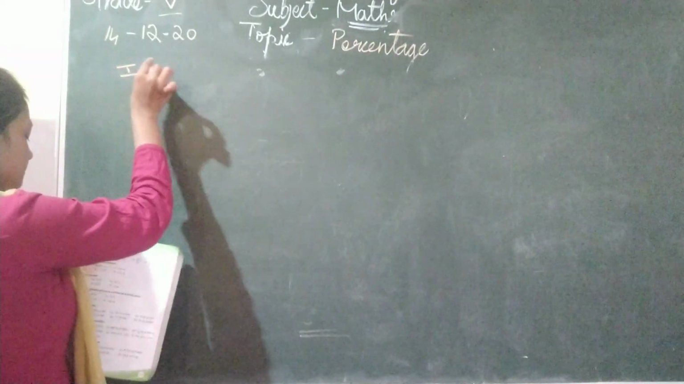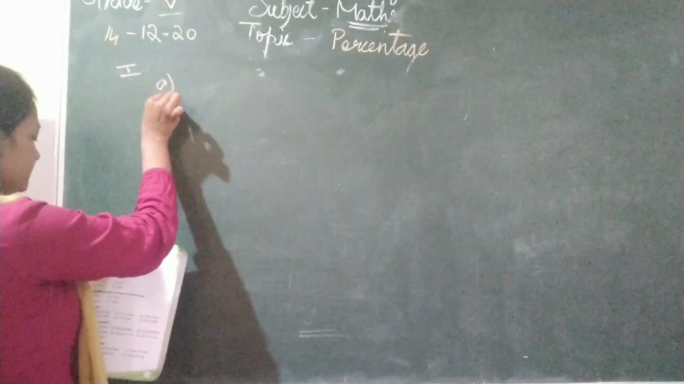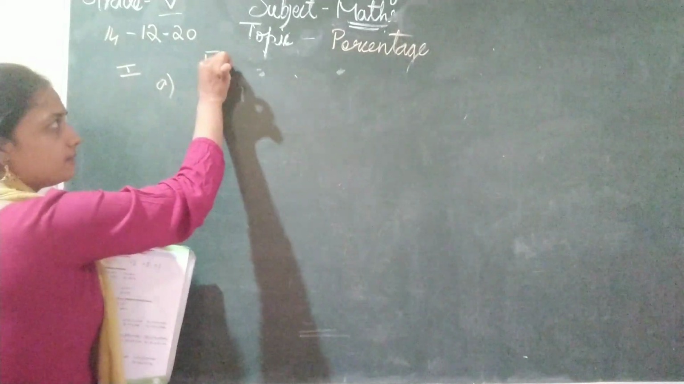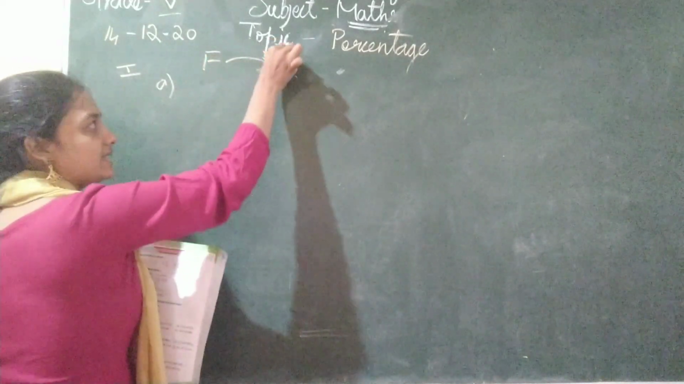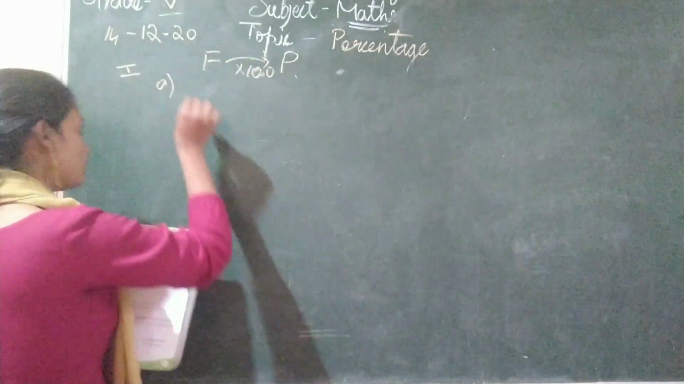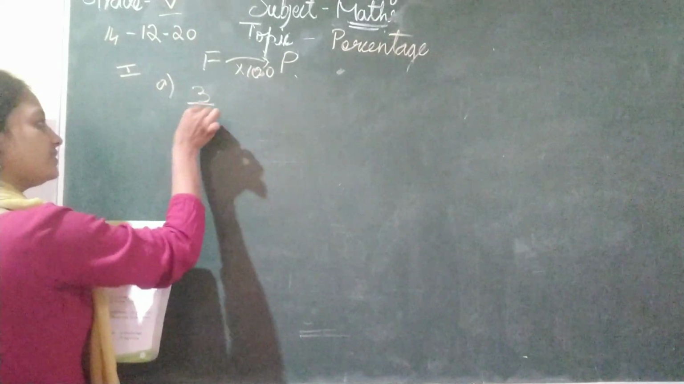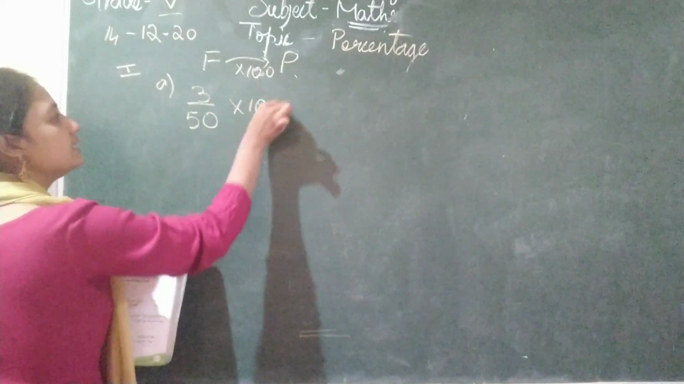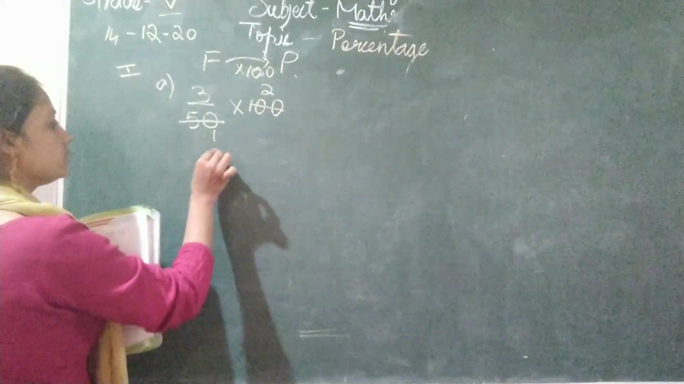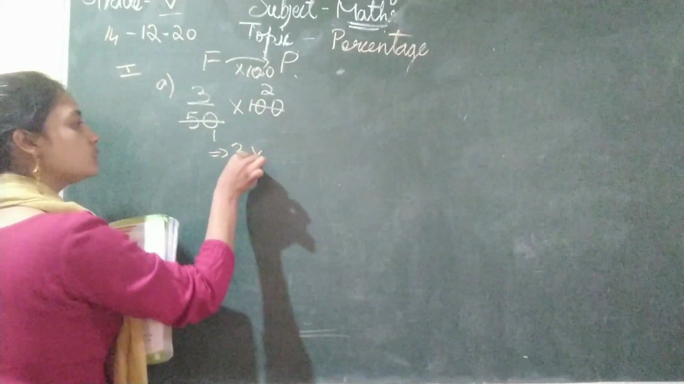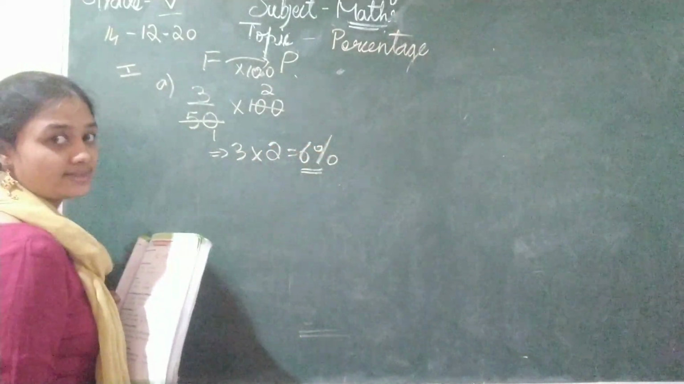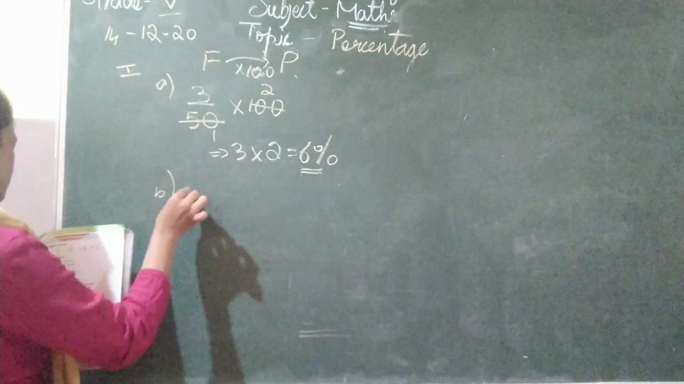In the first sum, you are converting from fraction to percentage. Anything you are converting to percentage, you have to multiply by 100. So 3 by 50 into 100. 50 ones are 50, 50 twos are 100. So it is 3 twos are 6. The answer is 6%.